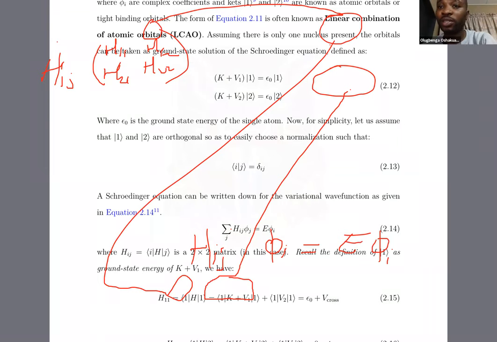The only difference now is that we are adding up all the IJs. So something is still missing here. We are considering all the IJs, and that will give us the energy of the system.